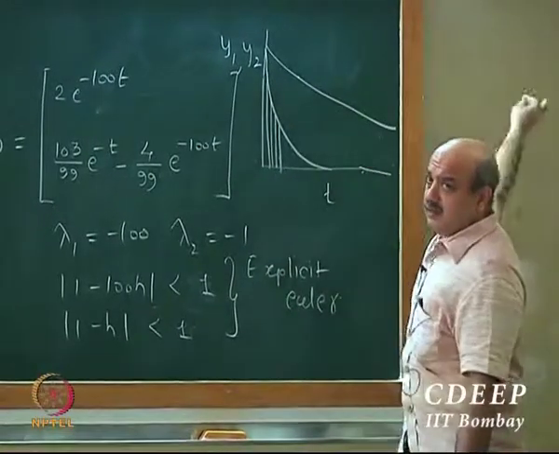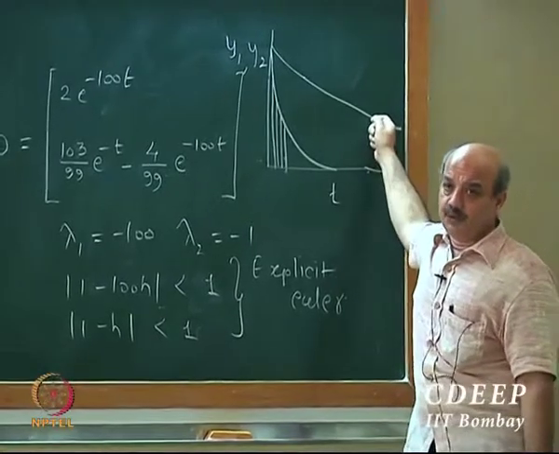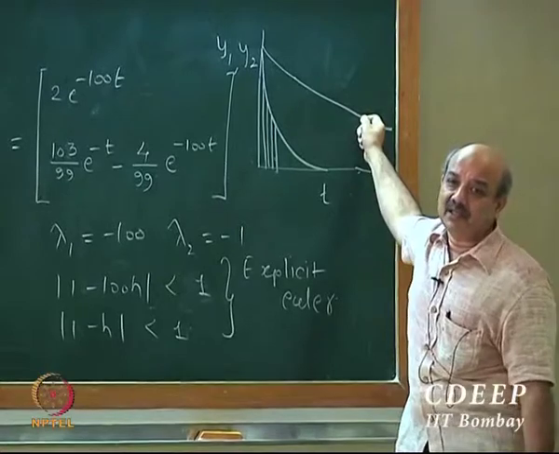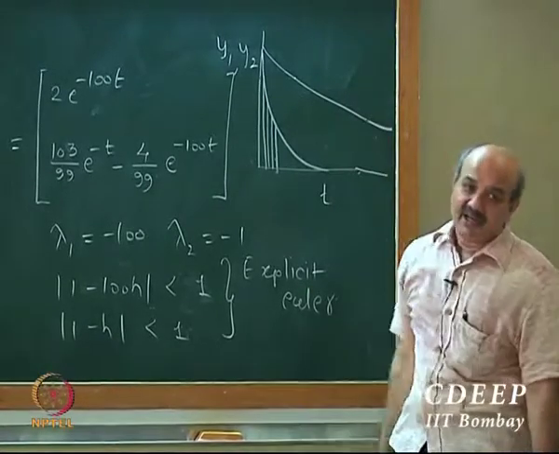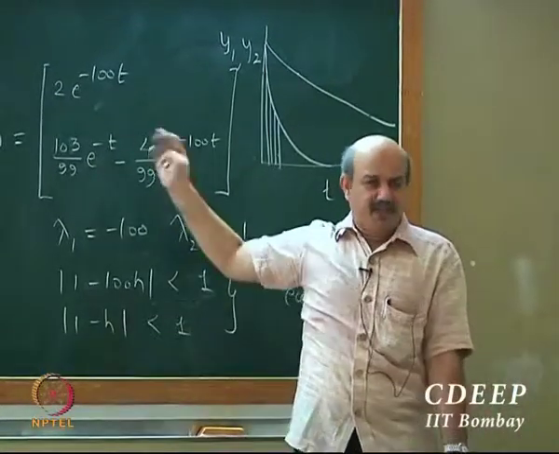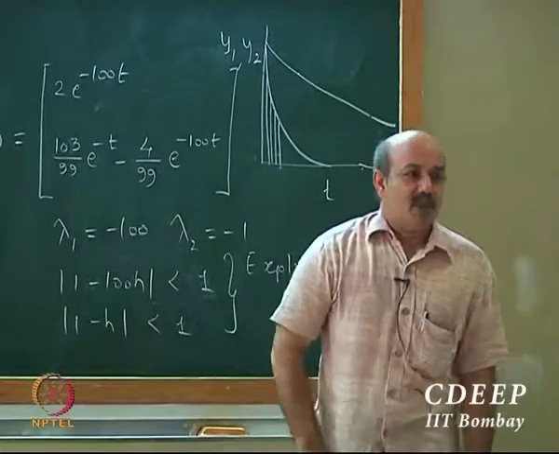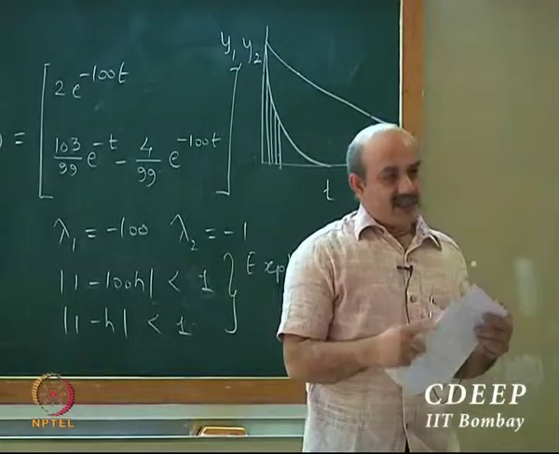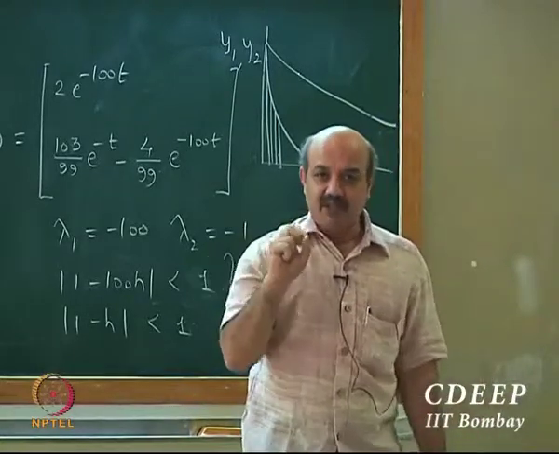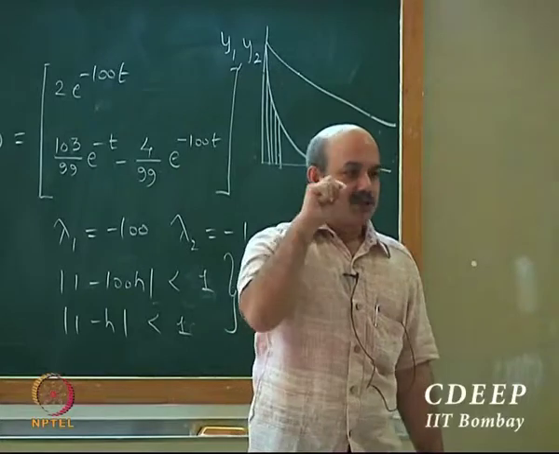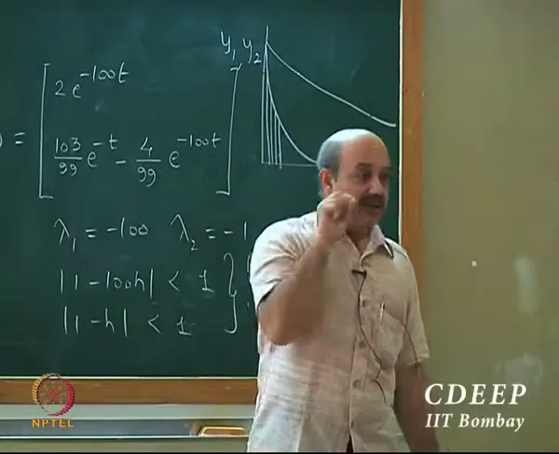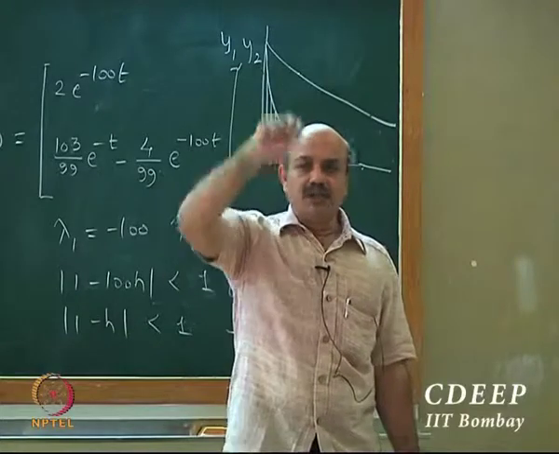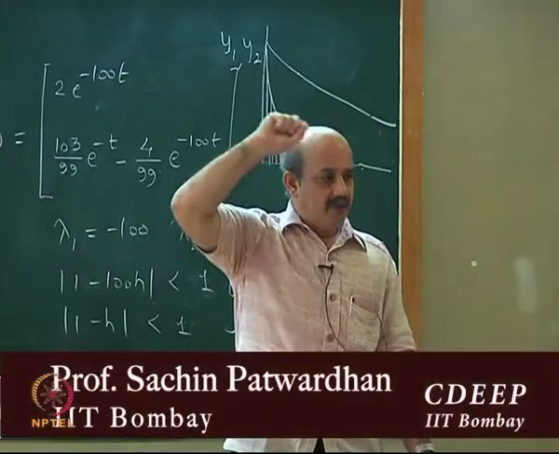But this one is very, very slow, and unfortunately these kinds of effects are very, very common in chemical engineering systems. This is a representative hypothetical pair of differential equations. Look at a real distillation column. In the distillation column, the dynamics of temperature on a tray, or of liquid composition, is very, very slow compared to the dynamics of pressure and vapor compositions.